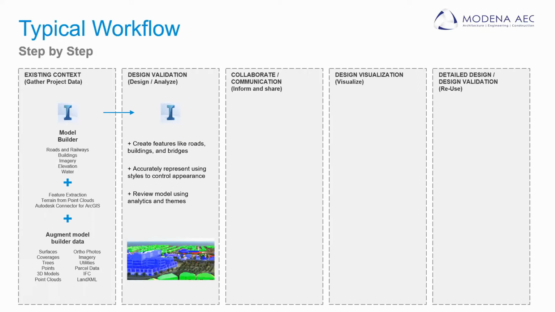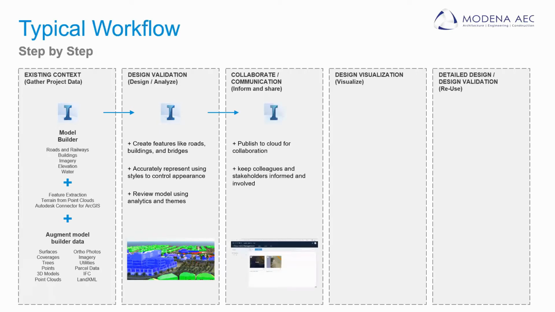We can also add styles to manipulate what they look like, as well as reviewing the models with analytics and themes. Once we have developed the concept design, we can start sharing it with others, known as collaboration. This means asking for markups and feedback from colleagues or stakeholders, and they can then implement those changes, keeping everyone up to date with the model via shared views or BIM 360.